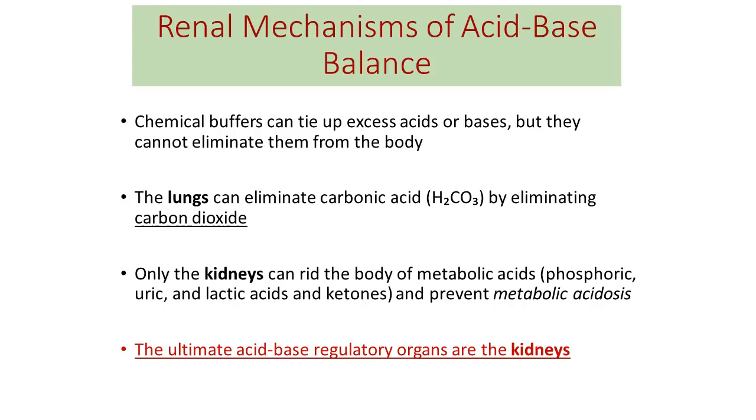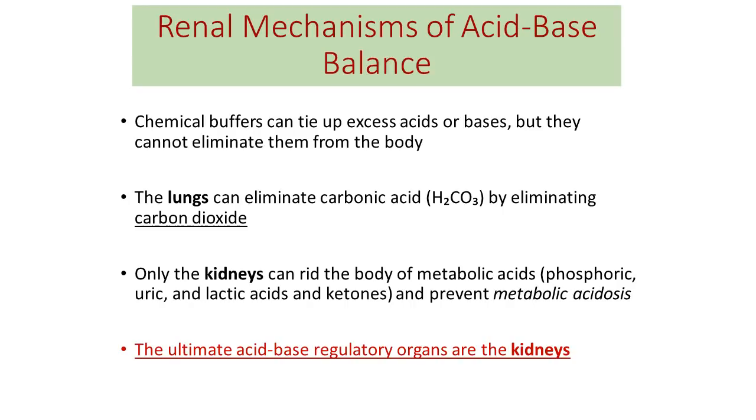So we've seen that chemical buffers can tie up excess acids or bases, but they don't eliminate them from the body. They just neutralize them while they're still in the fluids. The lungs, we'll see, can also decrease acidity by getting rid of carbon dioxide. By increasing our respiratory rate or our depth of respiration, we can blow off more carbon dioxide, and that in effect will create a less acidic blood.